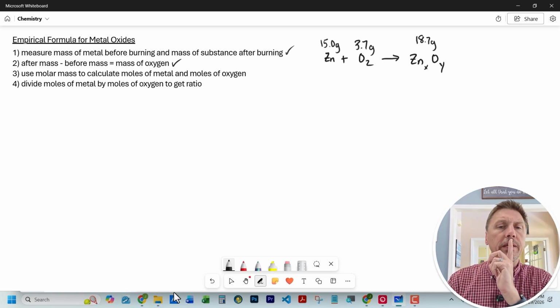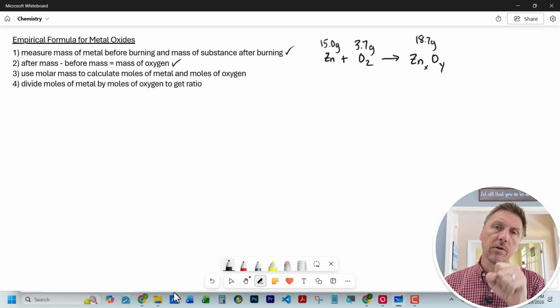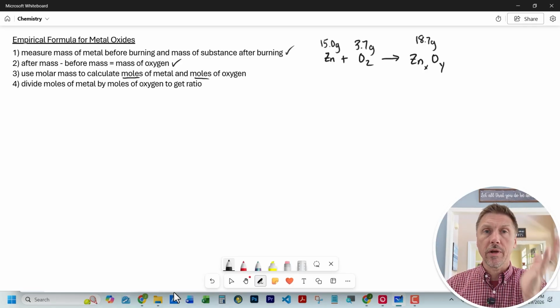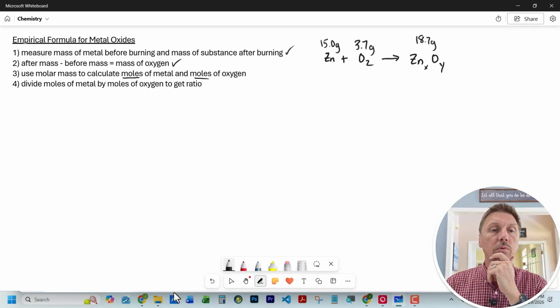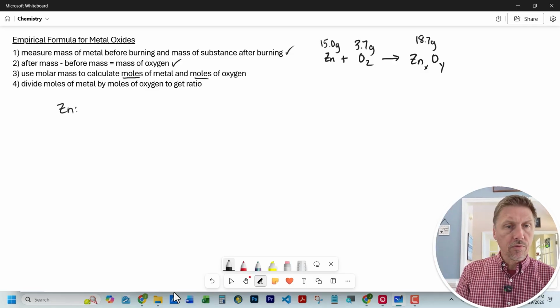Now, we have to use the number of moles. We can't use grams to figure out what the empirical formula is. So this is really important. Notice here, we're using the molar mass to calculate the number of moles of the metal and the number of moles of the oxygen. So let's do that. We're going to go to our periodic table, and we're going to look up the atomic mass of zinc. And when I do that, I get a value of 65.38.